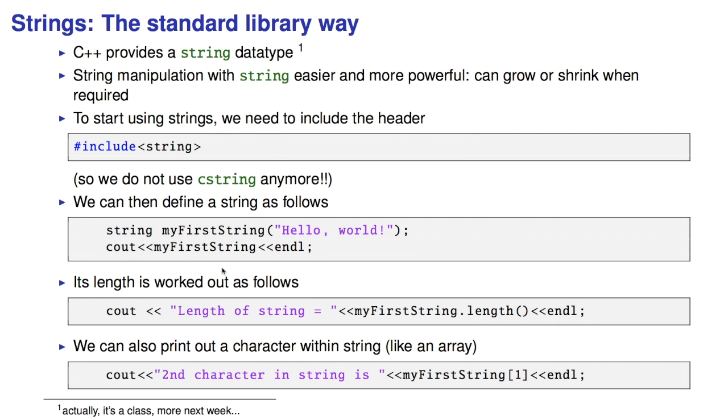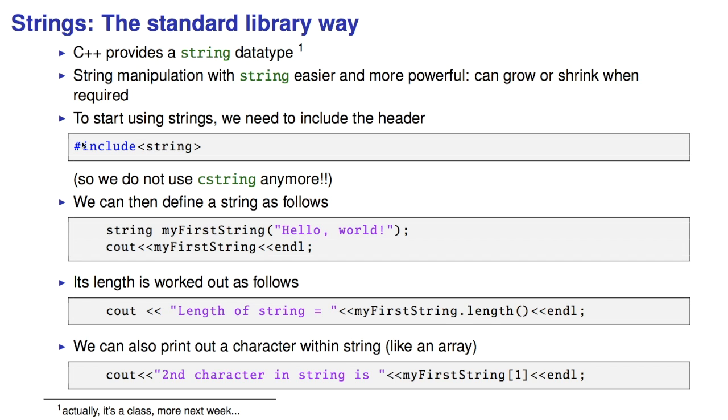The alternative is the C++ standard library, which is done by using the string data type. And actually, string is not a data type, but as I say at the bottom of the page, it's a class, and we'll discuss classes in much more detail next week. I'll mention a little bit at the end of this lecture, pre-lecture today. String manipulation with string is easier and more powerful. You can grow or shrink when required, and do various other operations. So it's not only an additional abstraction, it's also much more powerful, which means you don't need to code stuff up, it's already in there.